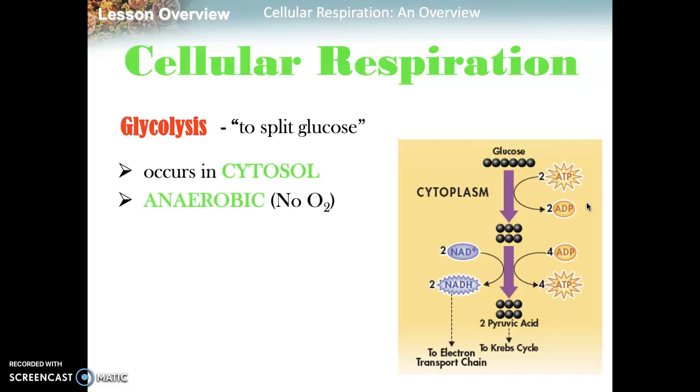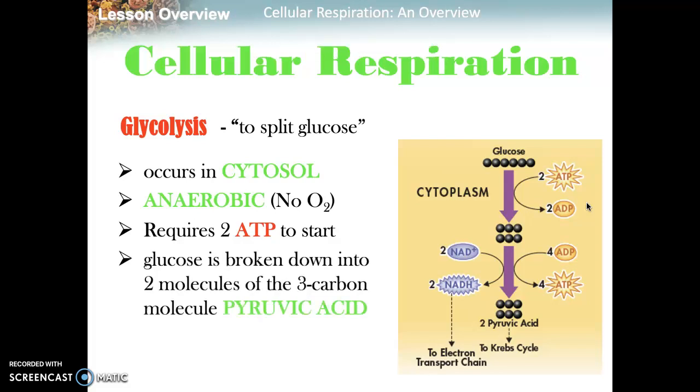This part of cellular respiration is considered to be anaerobic. What does that mean? We do not need oxygen for this first part of cellular respiration. Cellular respiration does not require oxygen until we get into the Krebs cycle and the electron transport chain. So this first part is anaerobic, no oxygen involved. It does require a small amount of energy to get the process started.